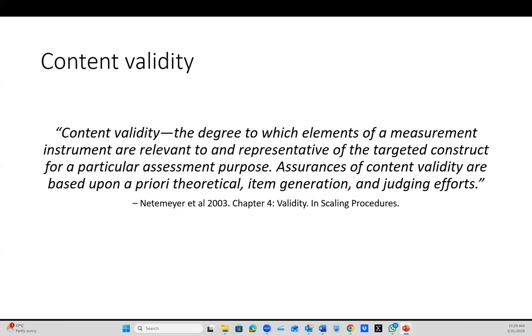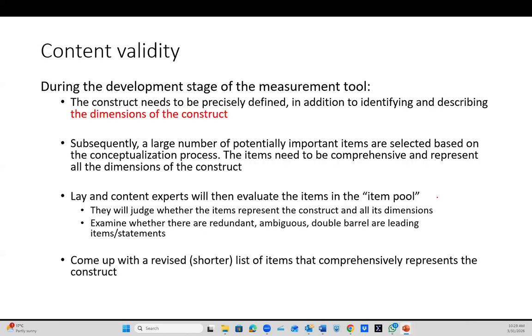Again, assurance is based upon theoretical item generation. Whether you read in the literature that depression has several dimensions, you check your scale or a scale that people have done, and you see that some items are missing, or there is judging by people who are experts in the field. So again, this does not have any statistical tool. We don't calculate any statistical test for that.